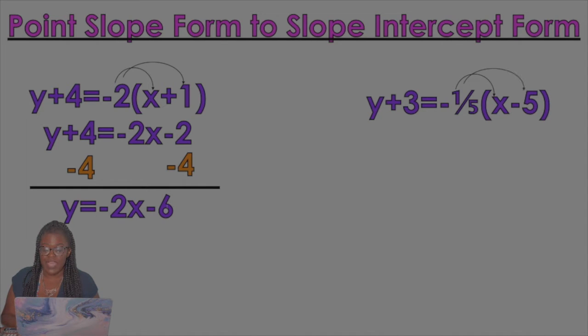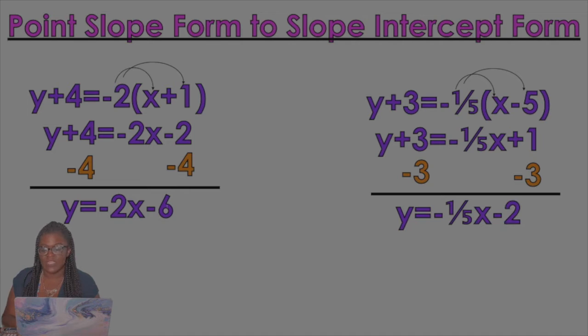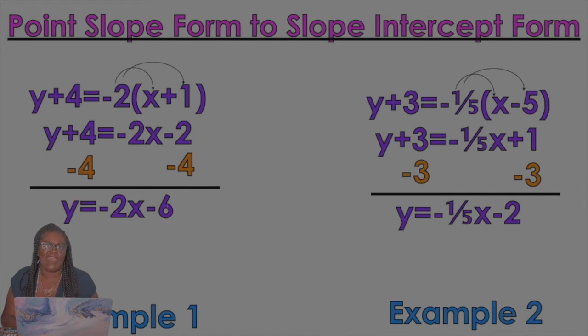So we're going to distribute that negative 1/5. I know, not a fraction. It's totally okay. So negative 1/5 times x is still going to be negative 1/5 x. And then negative 1/5 times negative 5. You have to think about, what is a fifth of 5? Good, it's 1. So then I'm going to subtract the 3 because we got to get y by itself. And we're going to get y equals negative 1/5 x minus 2. Oh, why is the example 1 and the example 2 coming up on the screen at the end?